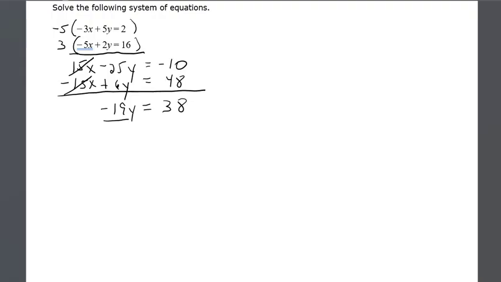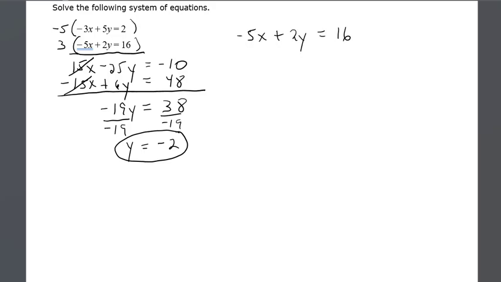I'm going to divide both sides by the negative 19, and y would equal negative 2. So remember, we know our y value, but we have to find x. So in this case, I'm going to go ahead and take the second equation, negative 5x plus 2y equals 16, and I'm going to plug negative 2 in for y.